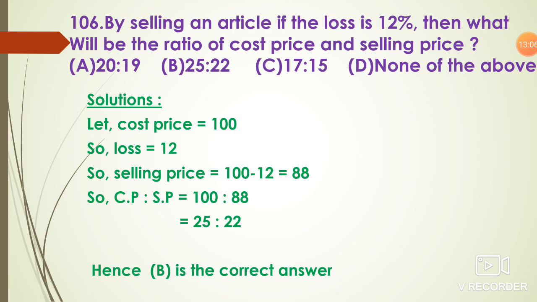Question number 106. By selling an article, if the loss is 12%, then what will be the ratio of cost price and selling price? So we have to assume that cost price is 100. So if cost price is 100, then loss will be 12, because loss is 12%. So selling price will be less because it is a loss. That's why SP will be 100 minus 12, that means 88. So CP is to SP equal to 100 is to 88, that means 25 is to 22. Hence B is the correct answer.